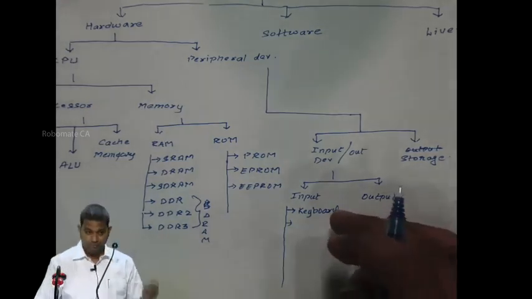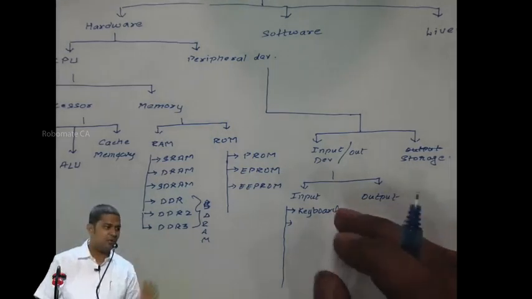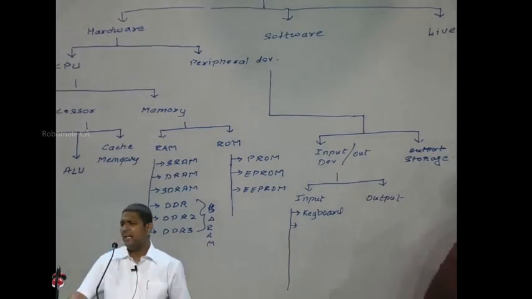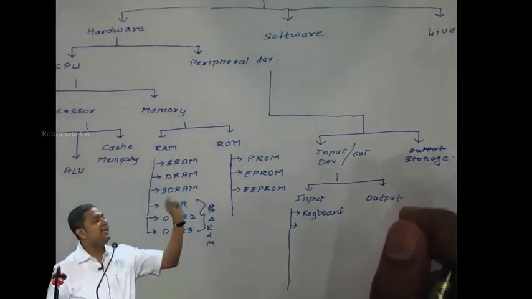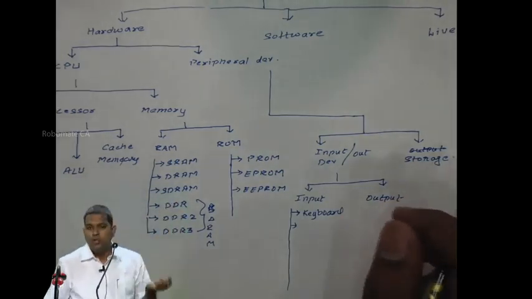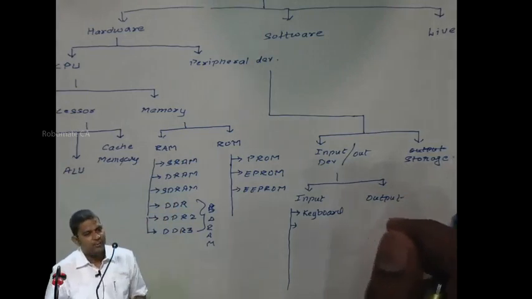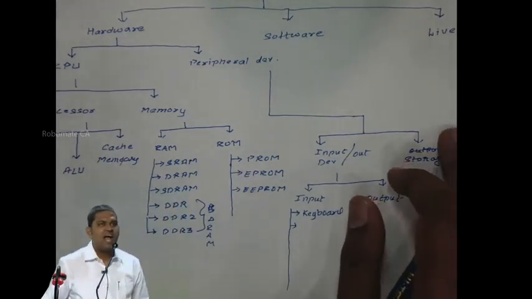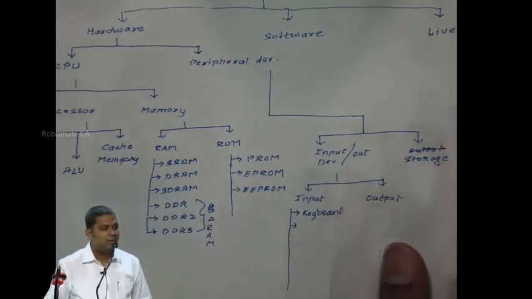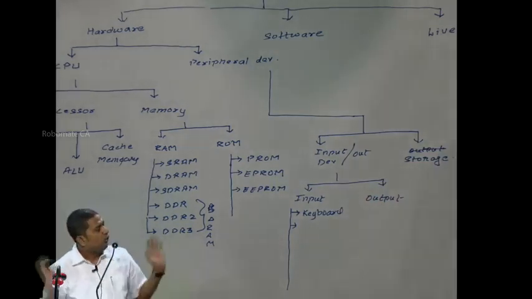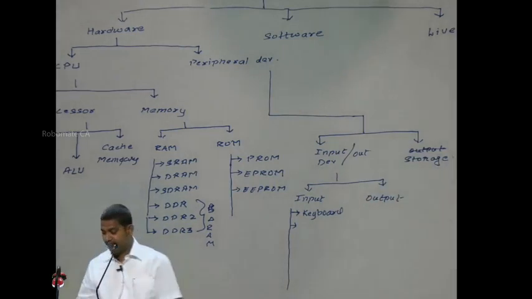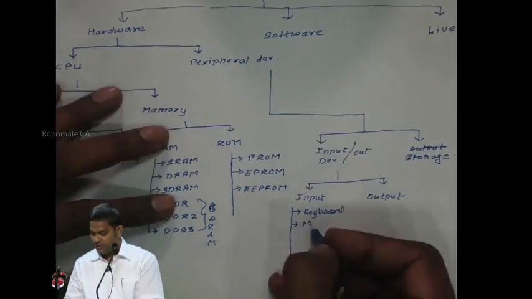And this is a graphical user interface. There you can use a mouse. Technically speaking, mouse is not an input device. Mouse is a pointing device. But your module says that mouse is the input device. And module is Bible for you. Gita, Quran for you. So whatever module says is absolutely right. Mouse is also an input device.